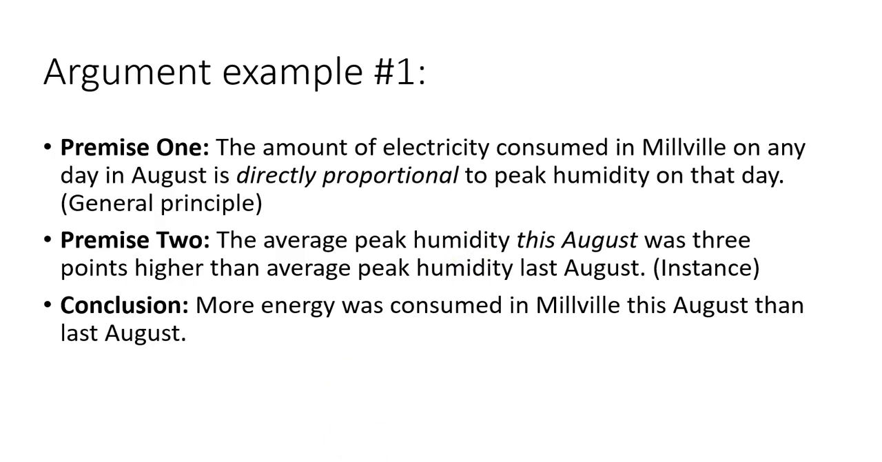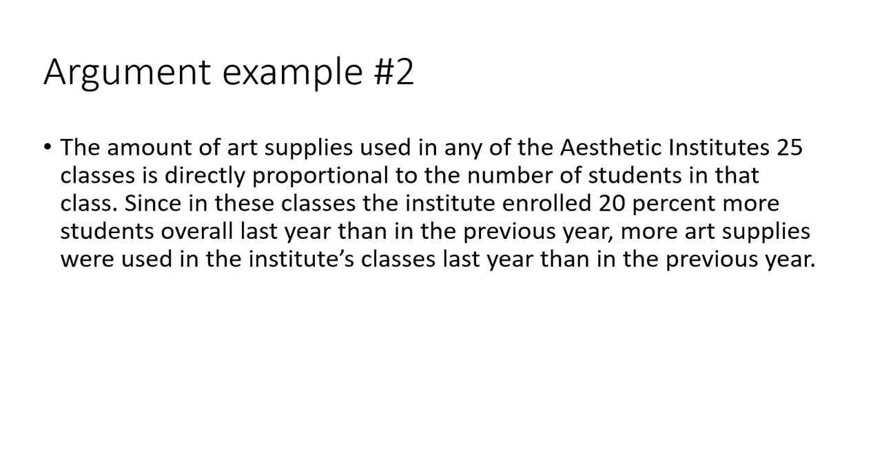The other thing I want to show here is another argument with the exact same logical structure. Sometimes it's good to see, because it really shows you that logical glue that holds the propositions together, if you can look at examples that have the same logic. So look at this argument. The amount of art supplies used in any of the Aesthetics Institute's 25 classes is directly proportional to the number of students in that class. See, this example speaks to me better. I can make better sense of art supplies being proportional to the number of students. Since in these classes the Institute enrolled 20% more students overall last year than in the previous year, more art supplies were used in the Institute's classes last year than in the previous year.